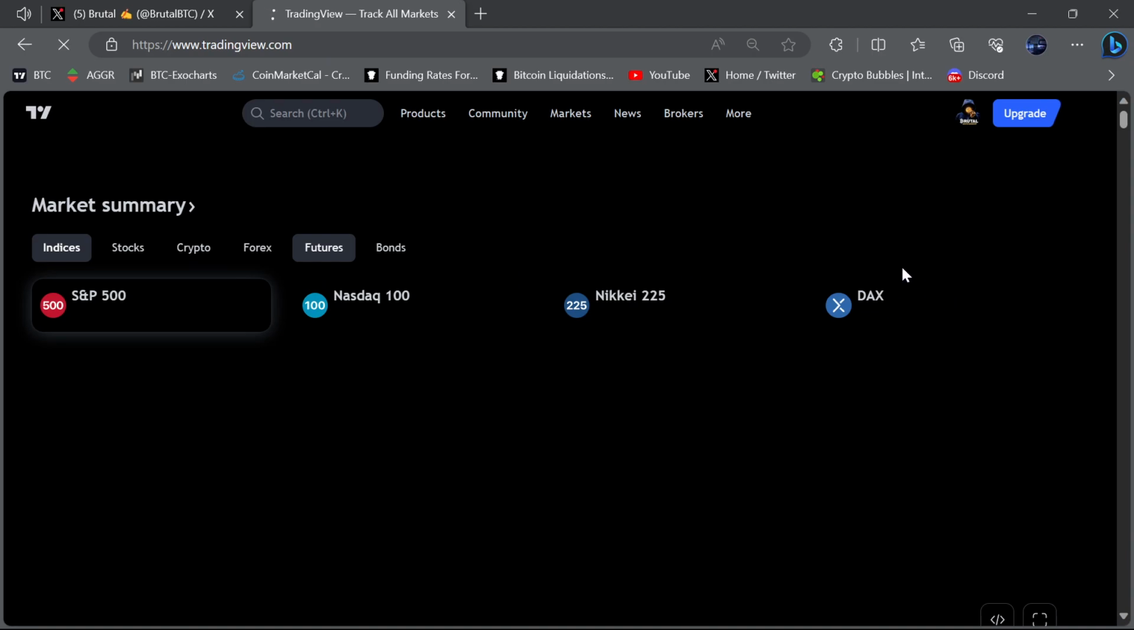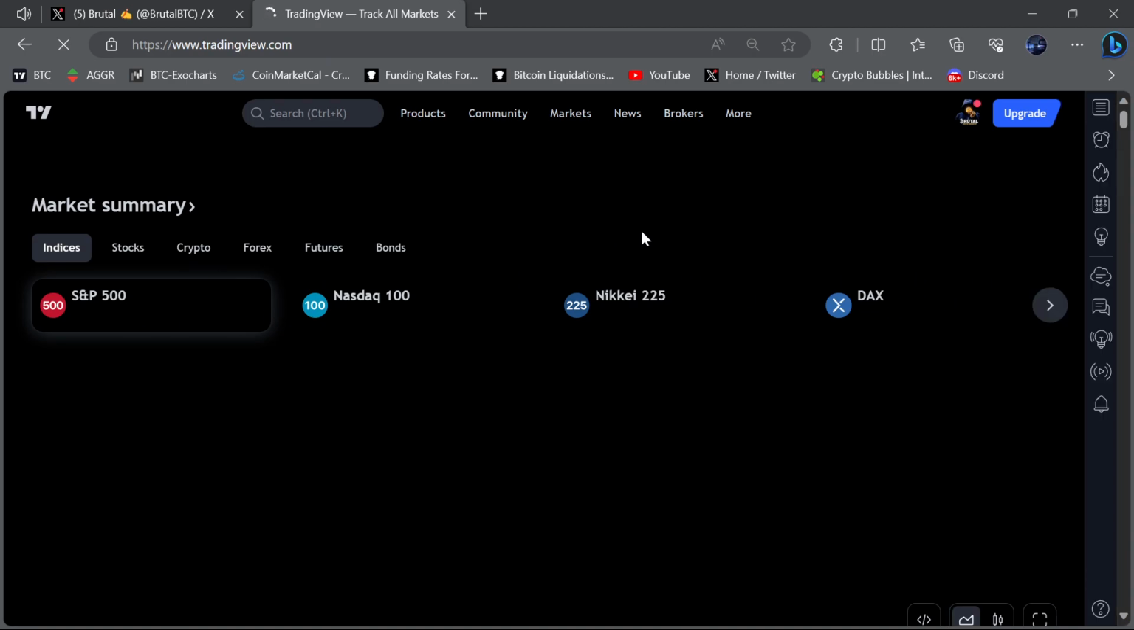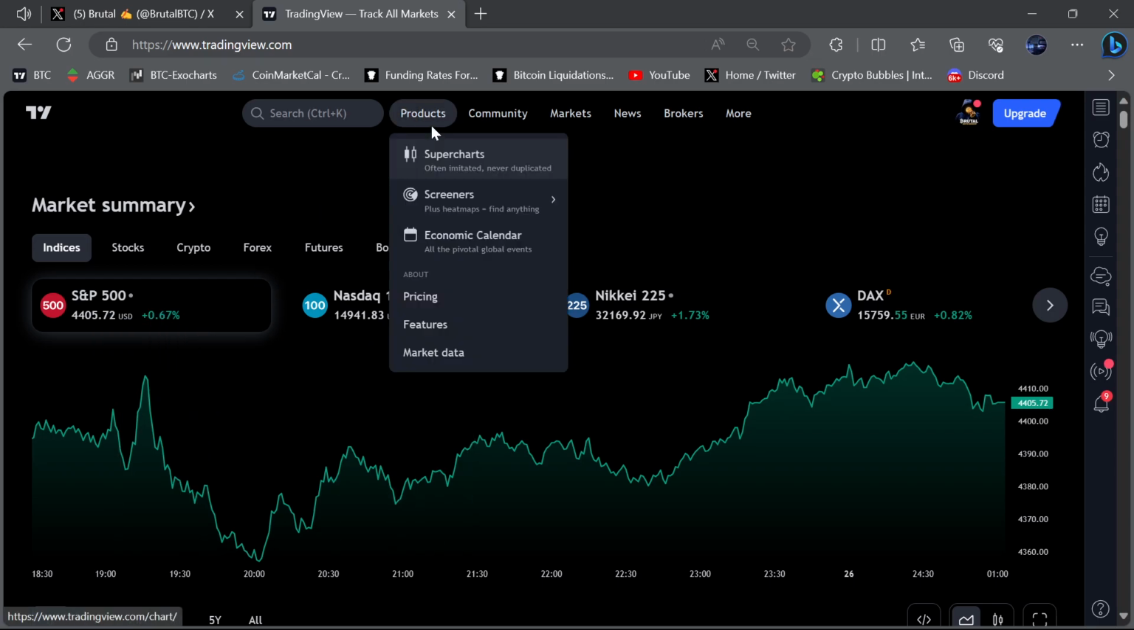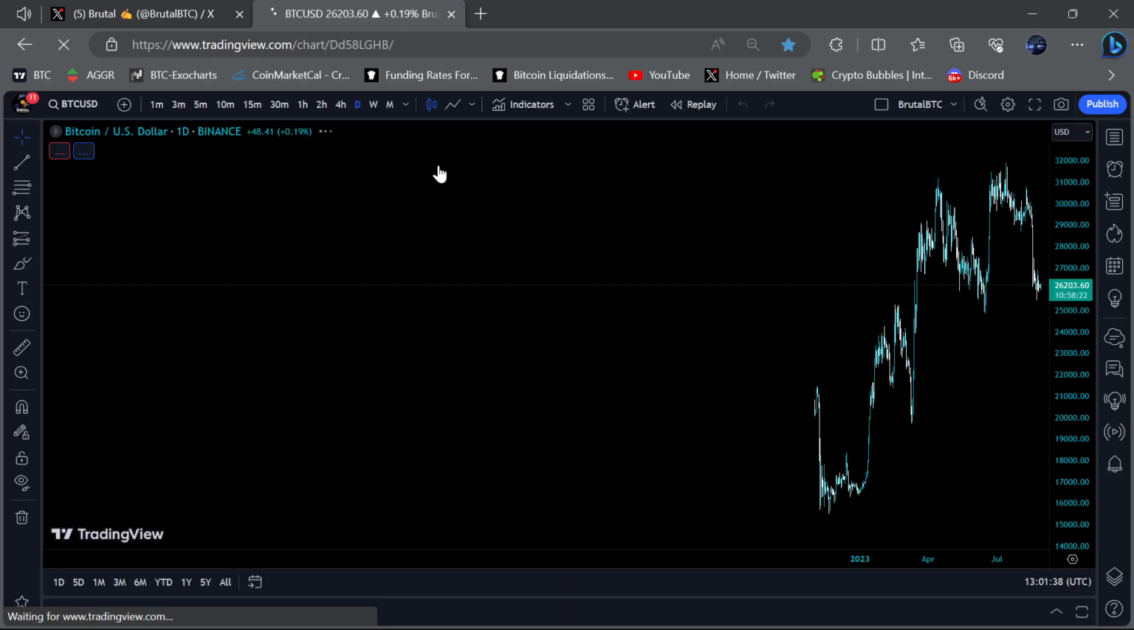Now you will have an interface like this, where you can actually track the markets. This is a market of S&P stock. What you have to do is go to Products, open up Super Charts, and the TradingView charts will be visible right in front of you.